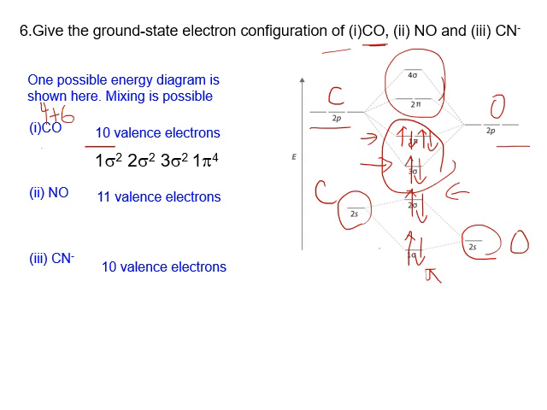1 pi 4. Okay, for NO, the valence electron count is 11, so you add one more electron, and that electron should go to the 2 pi anti-bonding molecular orbital. All right. And then for CN minus, the valence electron count is also 10 electrons, same as CO. So the electronic configuration is also the same as the carbon monoxide electronic configuration.